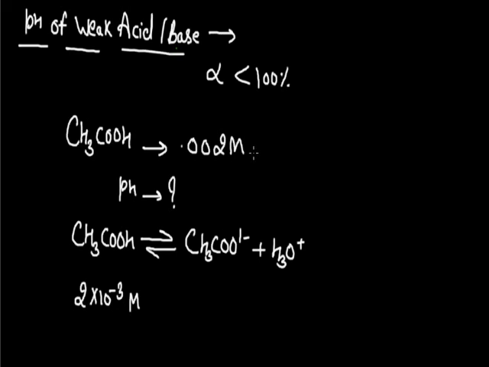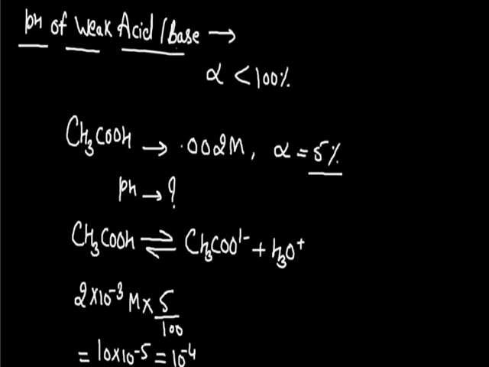To solve this problem, let us consider the degree of ionization for this acetic acid to be given as 5%. It represents that out of 100 molecules of acetic acid, only 5 molecules will produce hydronium ion. So out of this much moles of acetic acid, the moles that will ionize are 5% of this, that is equal to 5 into 10 power minus 5, which is 10 power minus 4 moles of acetic acid.